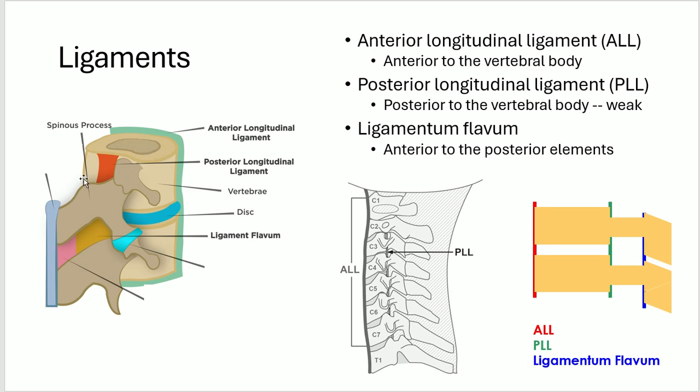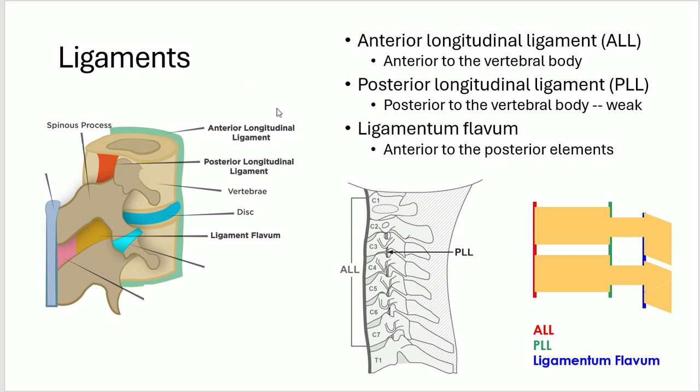So the ligamentum flavum, for example, that one can compress the spine if it gets thickened, right? So what can cause it to thicken? Age, inflammation, injury, anything like that. But those are the only three I want you to know and be able to label if asked.